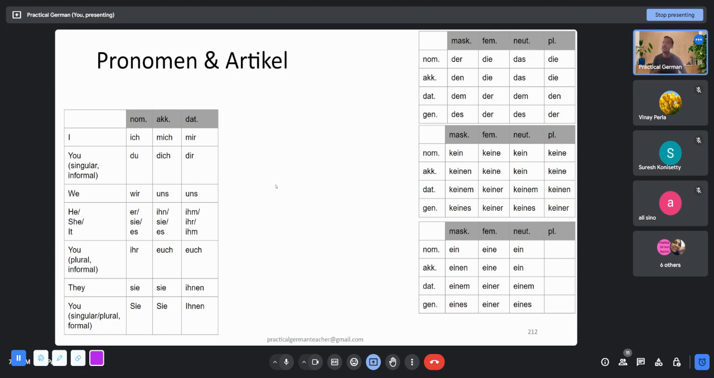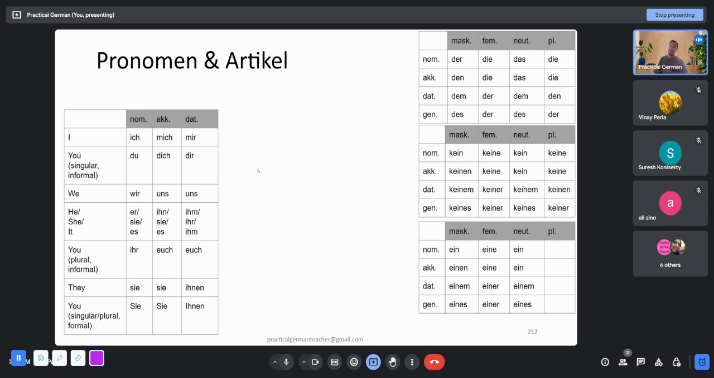Now, if you think about it, if I have to build a table, let's say I want to say this is my table, the one in front of me. So I will say this is mein Tisch. But let's say I talk about the cup that is here. Cup is feminine, die Tasse. So I will have to say das ist meine Tasse. So mein becomes meine, right?